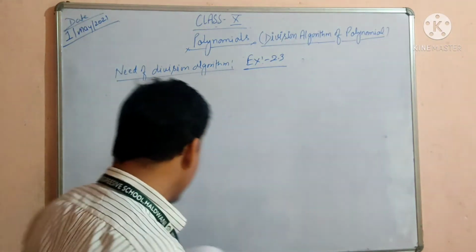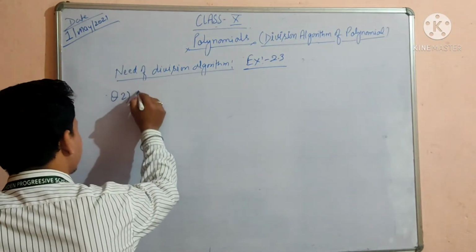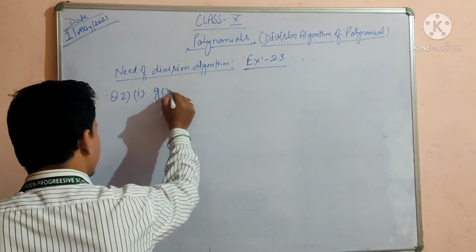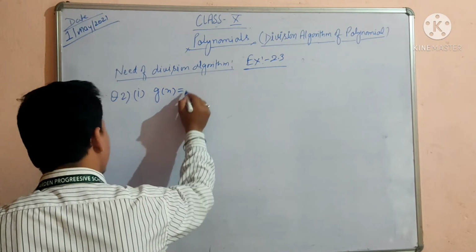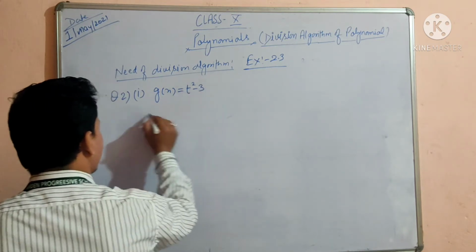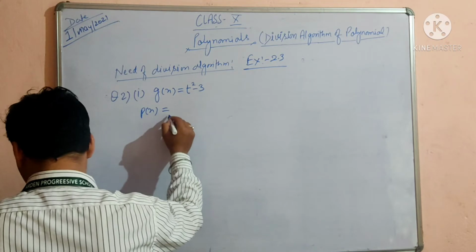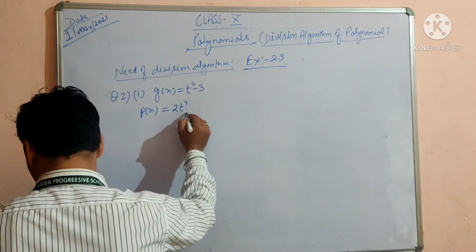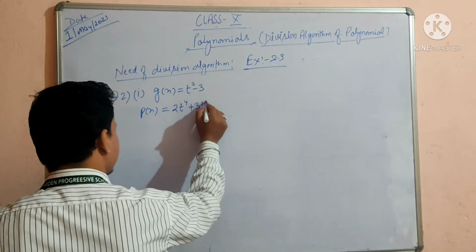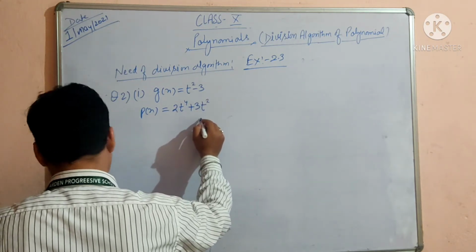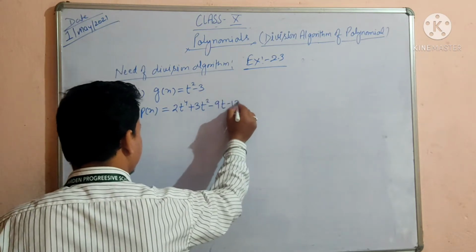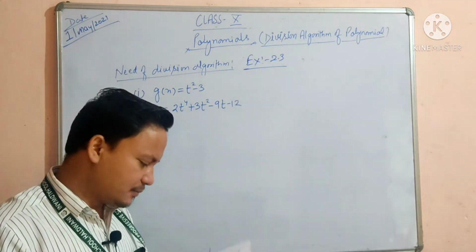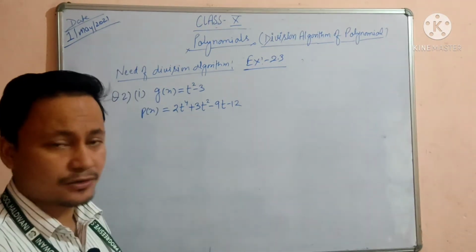Okay, so the very first question of question number two is, the first polynomial, let us suppose it is g(x), is given as t square minus 3, and the second polynomial, which is p(x), is given as 2t to the power 4 plus 3t square minus 2t minus 12. So we have to check it. Okay, we have to check whether the first polynomial is a factor of the second or not.